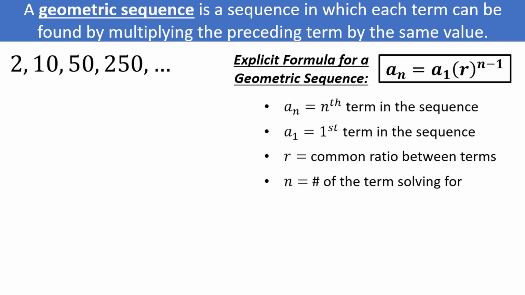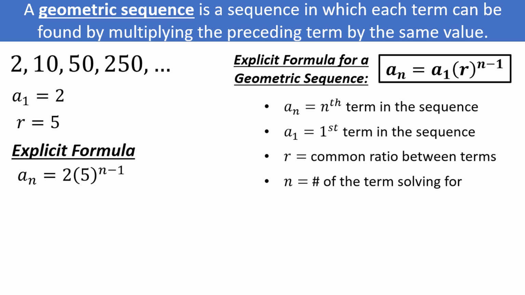In our example, a sub 1 is equal to 2, as 2 is the first term, and r is equal to 5, as we must multiply each term by 5 to get the next term. Plugging into the formula, we have a sub n is equal to 2 times 5 to the n minus 1 power. We can use this formula to find whichever term that we want. So a sub 10, which is the 10th term, could be found by plugging in 10 for n. We have a sub 10 is equal to 2 times 5 to the 10 minus 1 power, which is 2 times 5 to the 9th power.